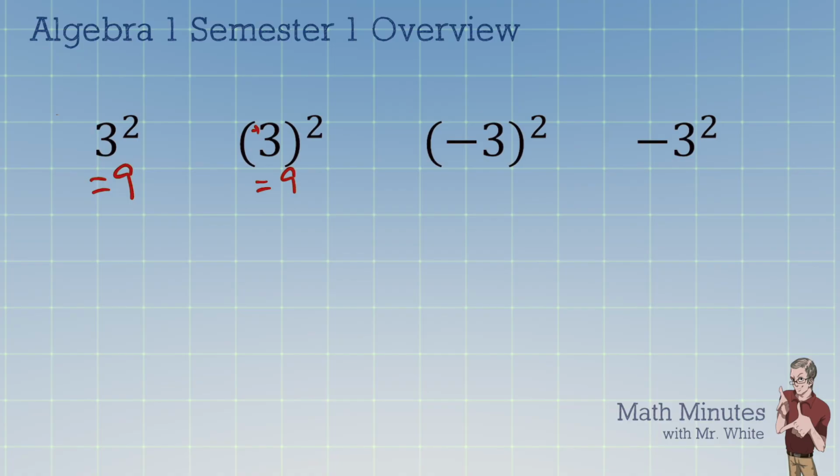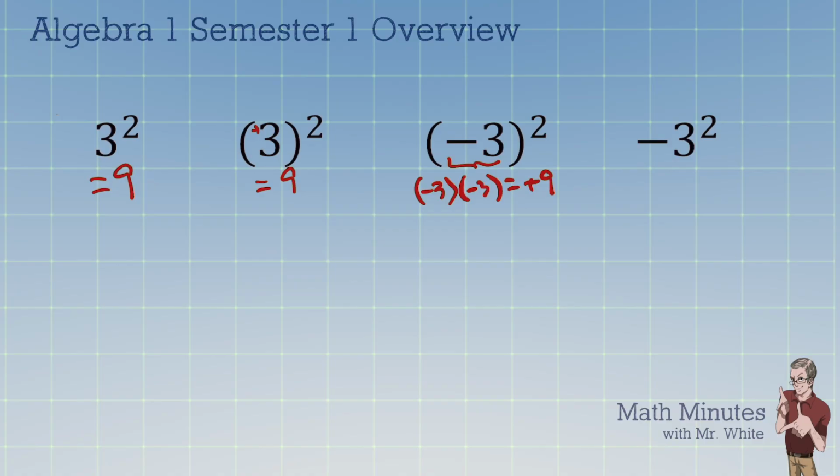And what about when you square this next one? What is the base here? Well, because I put parentheses, it's pretty clear that the base is negative 3. So what is negative 3 times itself? That's just positive 9. So we still get positive 9. So all 3 of these so far have been positive 9.